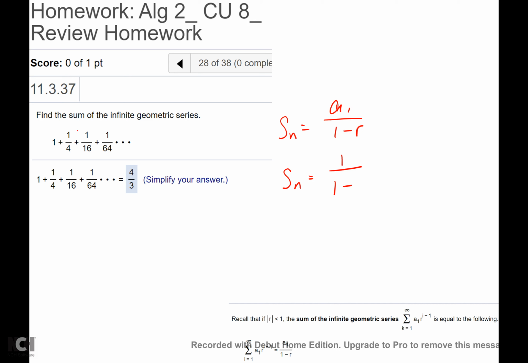My r is, if I figure out this ratio, let's see, 1/16 divided by 1/4. Oh, I can't do that. 1/16 (divided by) 1/4. You get 1/4. So the common ratio is 1/4. So let's see, if I do that, I get 1 over, if I do 1 minus 1/4, I get 0.75.